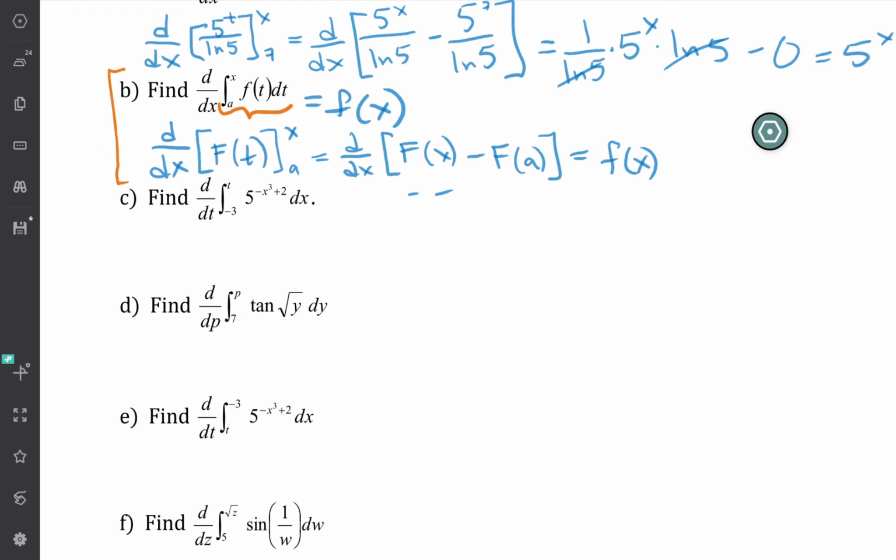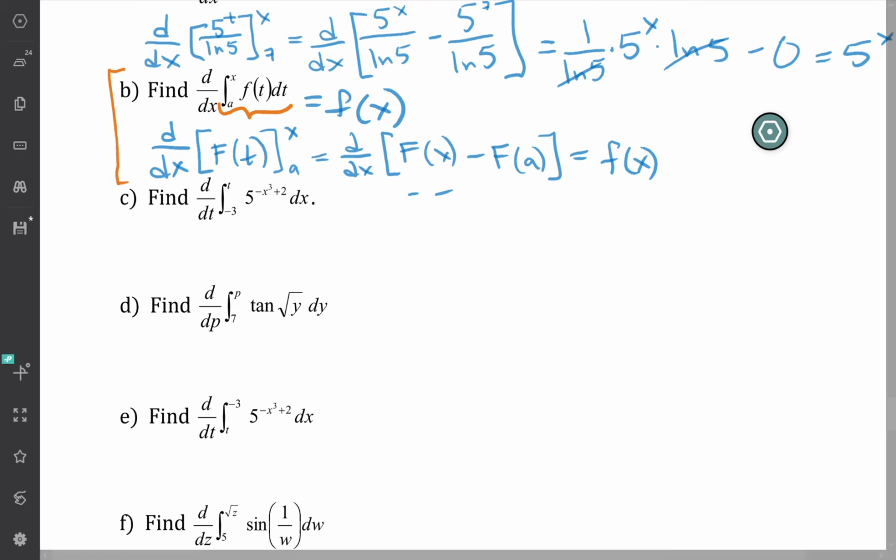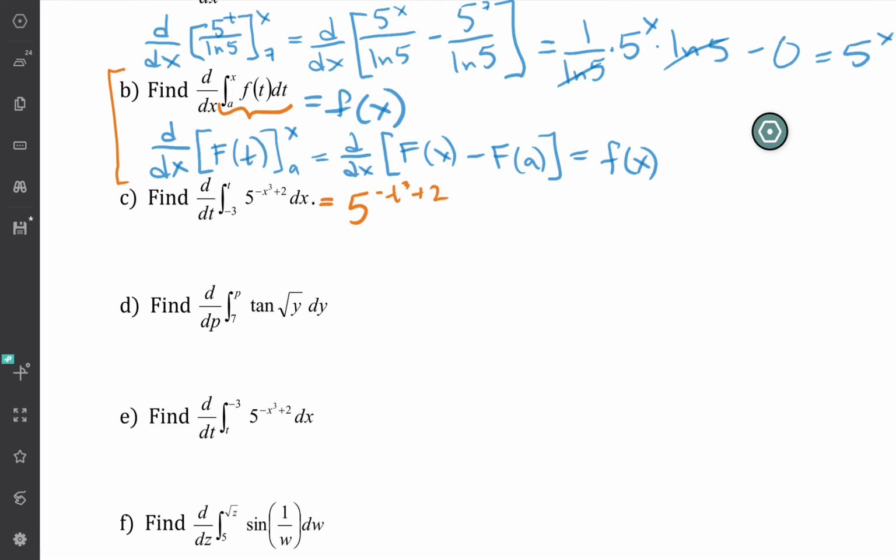So for part C, we're taking the function 5 to the negative x cubed plus 2. We're integrating, subbing in t. So we're getting the antiderivative of that function with respect to t, and then we take the derivative. So if you get your construction theorem, this is another one where you should just be able to say the answer should be 5 to the negative t cubed plus 2. So there's a variable swap, but otherwise I took the antiderivative, I took the derivative, I'm back where I started.